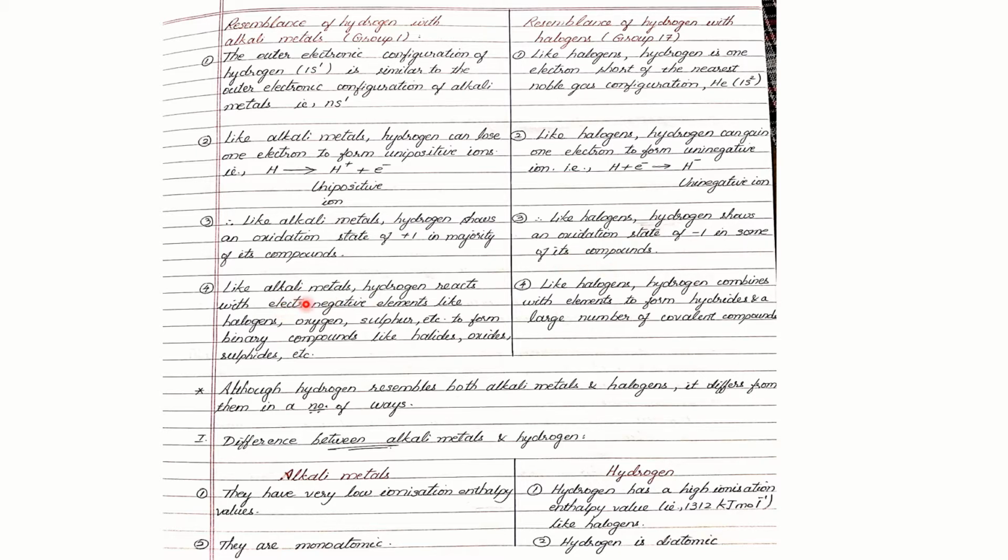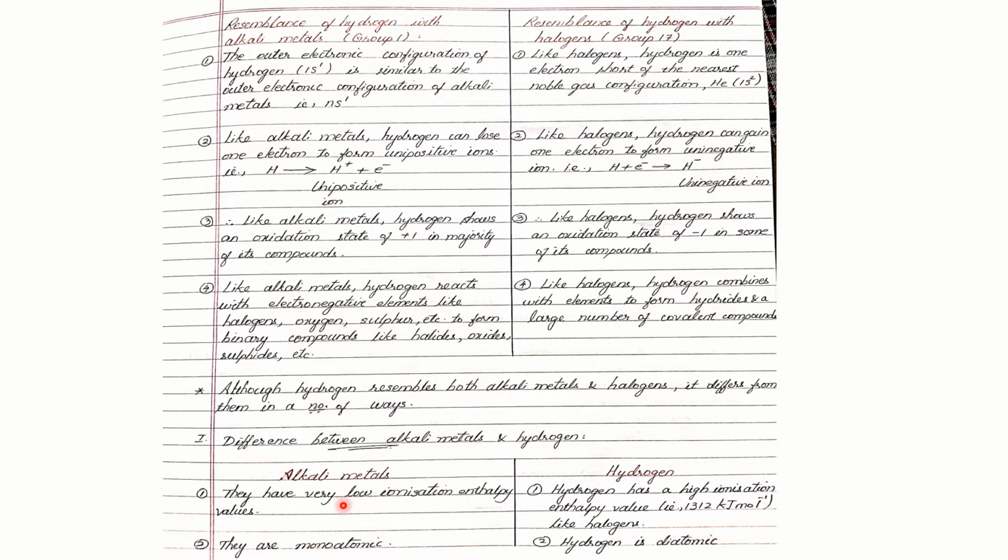Like alkali metals, hydrogen reacts with electronegative elements like halogens, oxygen, sulfur, etc. to form binary compounds like halides, oxides, sulfides, etc. Like halogens, hydrogen combines with elements to form hydrides and a large number of covalent compounds. And although hydrogen resembles both alkali metals and halogens, it differs from them in a number of ways. Firstly, let us look how alkali metals and hydrogen differ.